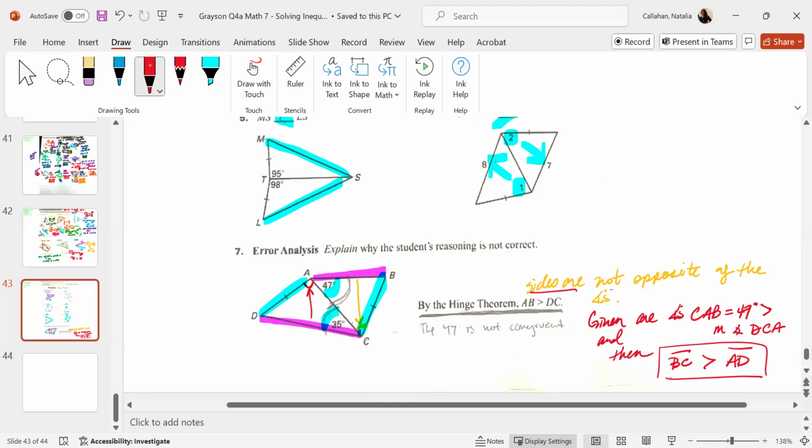The other sides are not opposite of the angles, of the given angle. Do you see that? That's the problem. And there we go. We're done.